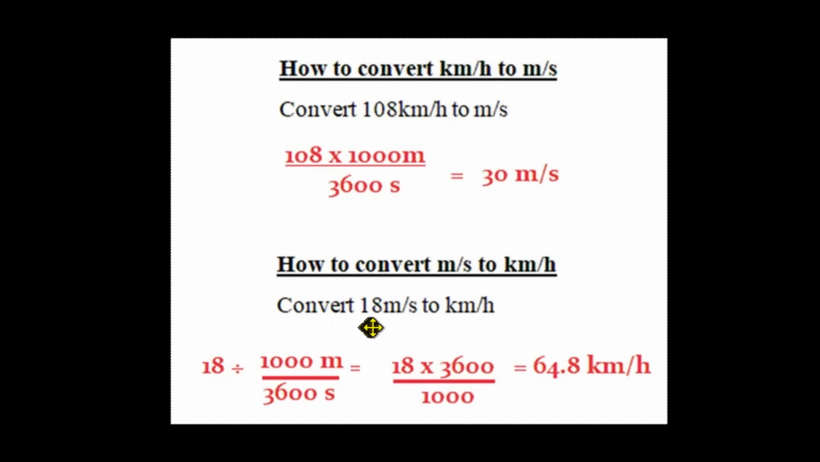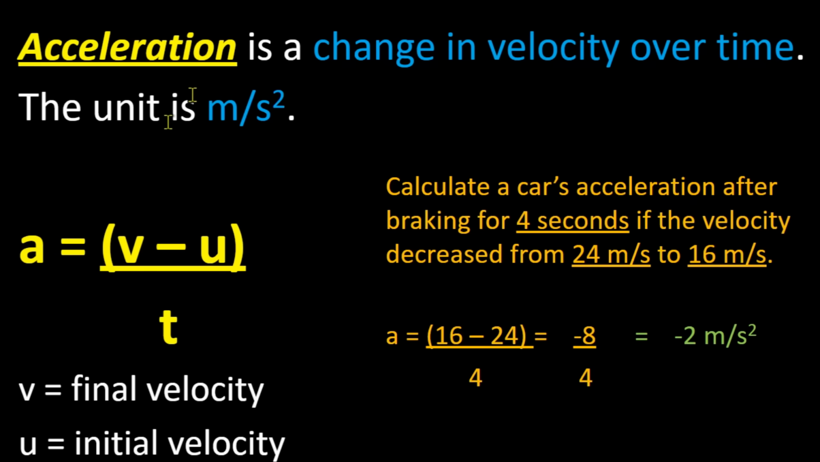So to convert 18 meters per second to kilometers per hour, 18 divided by 1,000 meters over 3,600 seconds, or 1 kilometer per hour. Remember, when you divide a fraction like this, you invert it. So this will be 18 times 3,600 over 1,000. When you work this out, you'll get 64.8 kilometers per hour.